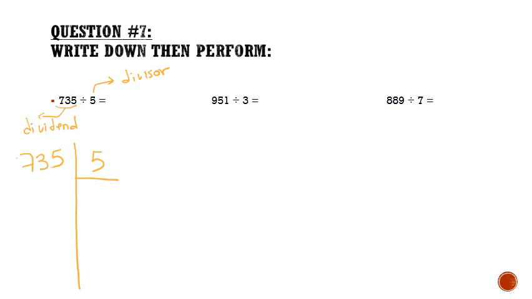Yes, Zahra. I take the 7. And what do I ask myself? Do I have a number I multiplied by 5 to get 7? No. Very good. And what do we do now? Subtract them. What do I get? 2. 7 minus 5 is 2. Now what do I do? Excellent. So we move the 3 down. What do I get?